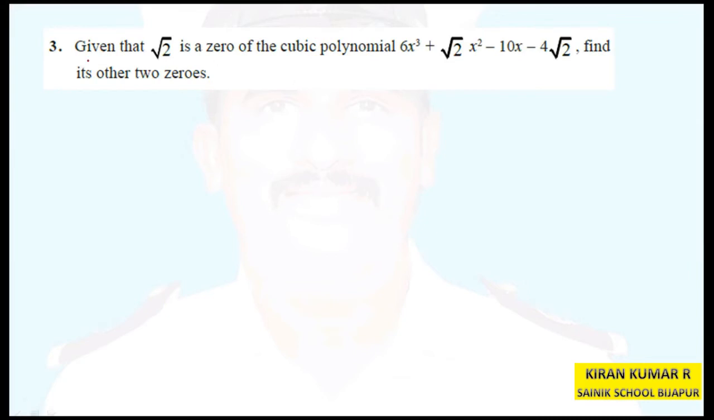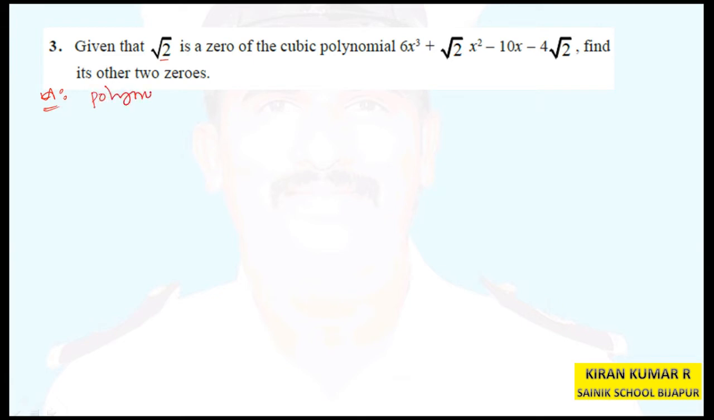Let us take up question 3. Given that root 2 is a zero of the cubic polynomial 6x cubed plus root 2 x squared minus 10x minus 4 root 2, find its other zeros. If you recall, in class 9 we had a similar type of question and we had followed the long division method. Therefore, let us recall and solve it.